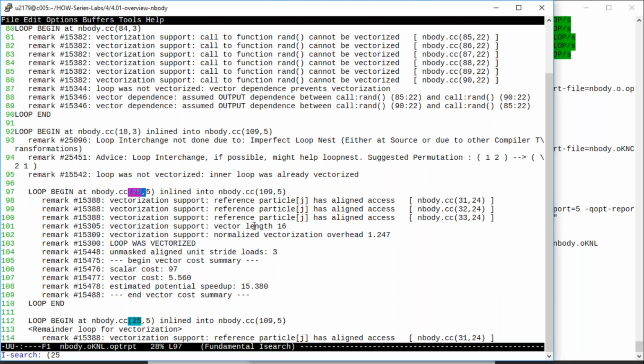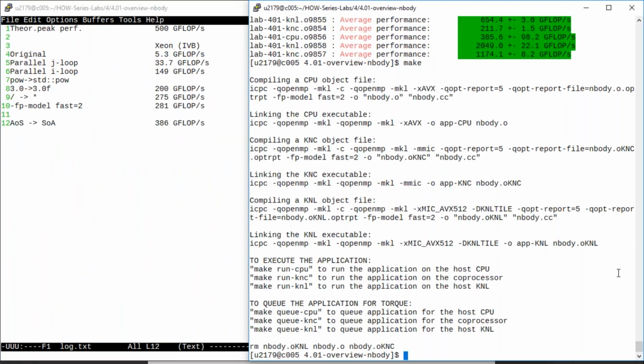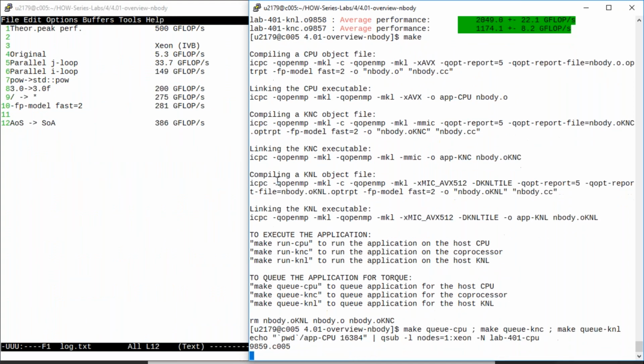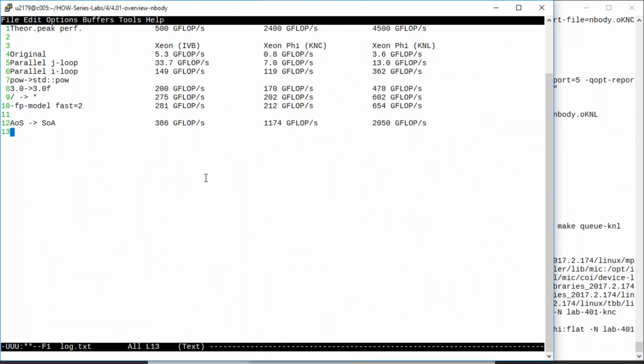Let's see if what we did helped. Okay, did we run? No, we didn't run. So the last step I did is I replaced malloc with the aligned allocator, and I inserted pragma vector aligned.